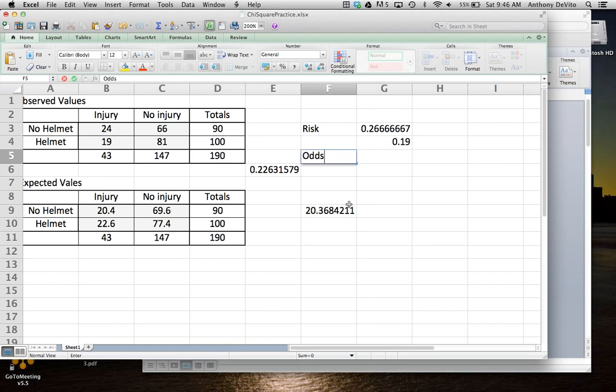Another way for us to express that is the odds. Notice I'm only using the observed values here. Another way to express that is to use odds. What's the odds of having a head injury if you didn't wear a helmet? Well, the odds are 24 versus 66, 24 to 66.